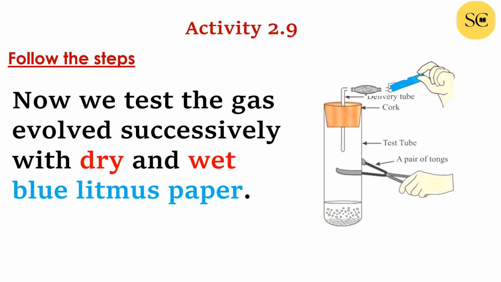Now we test the gas evolved successively with dry and wet blue litmus papers. Okay, now when we add concentrated sulfuric acid in the test tube, it reacts with sodium chloride and HCl gas evolved. Okay, so we test the gas with the dry and wet blue litmus papers.